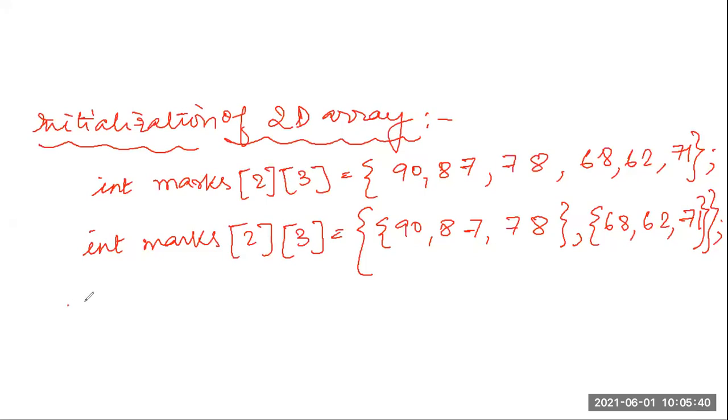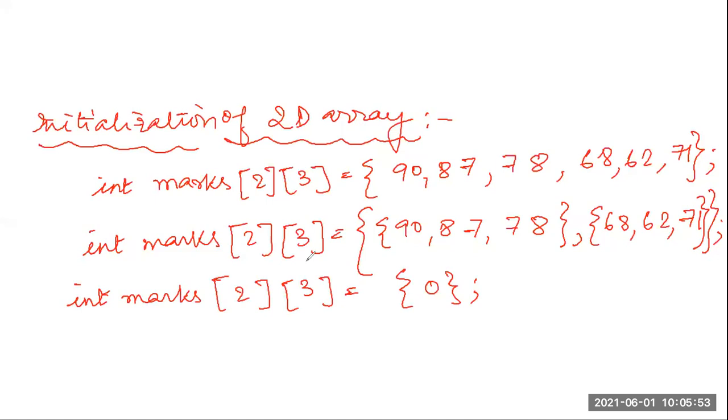Suppose I want to initialize all the elements to 0. Fine. So for that, I just need to write this. And if I write this, it will automatically initialize my entire 2D array as 0. Fine. And also we can use this concept that individually I can assign.